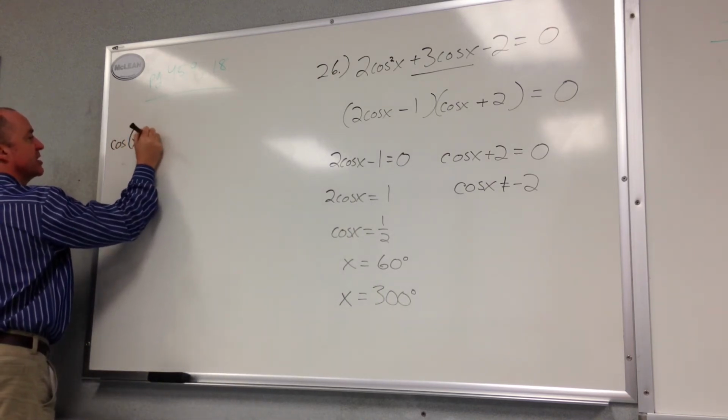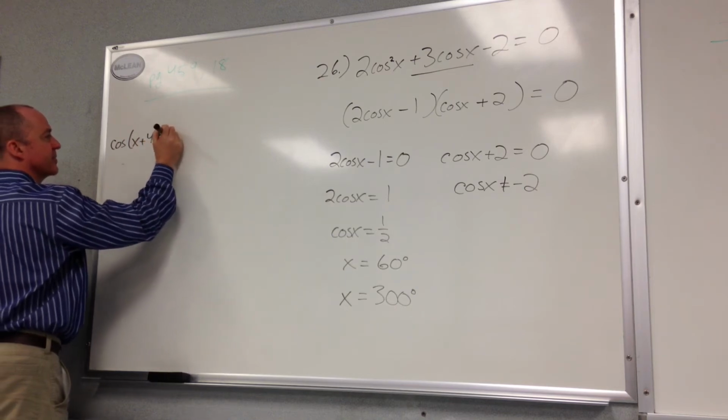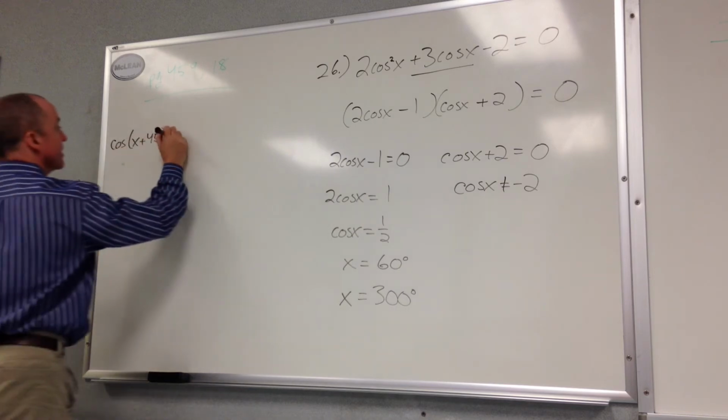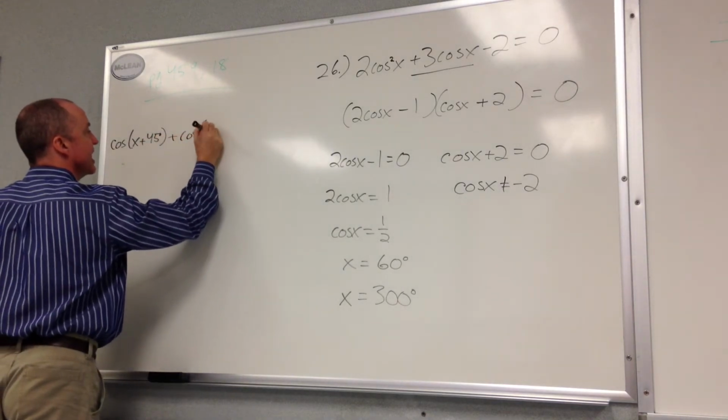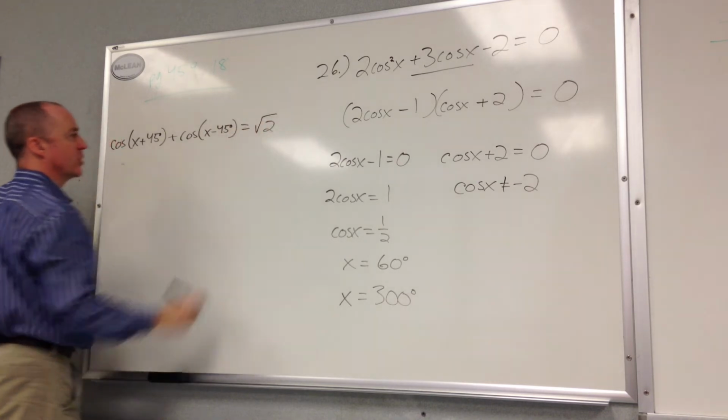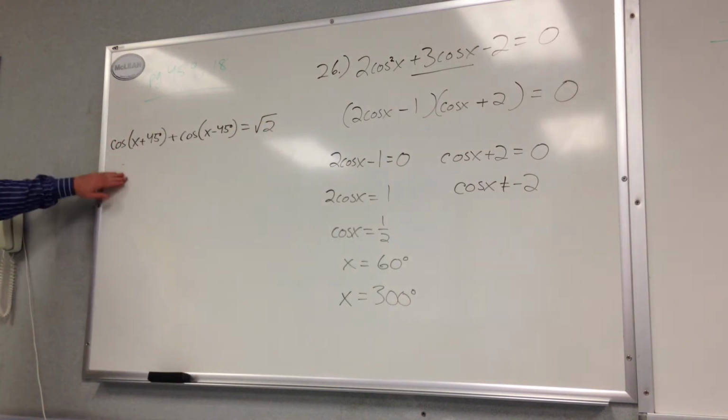Cosine x plus 45 degrees, plus cosine x minus 45 degrees equals square root of 2. Rather easy. What do I do?